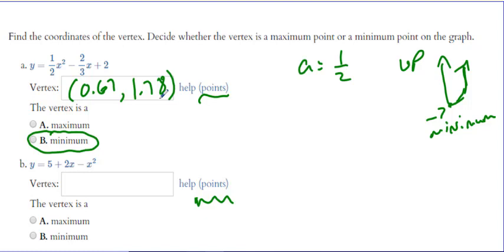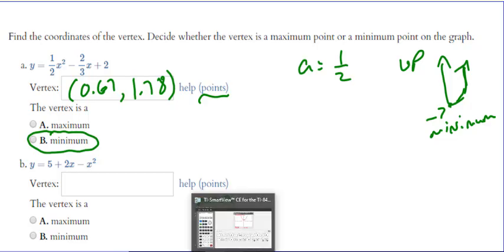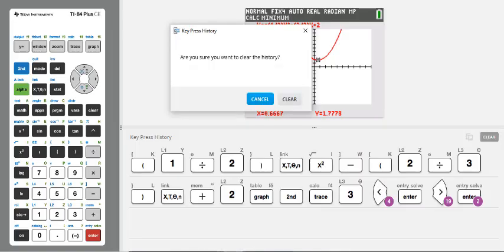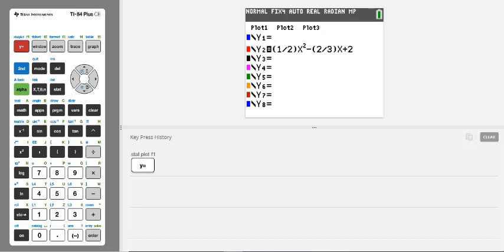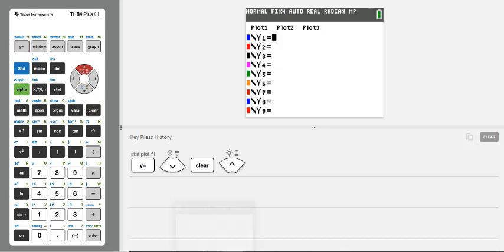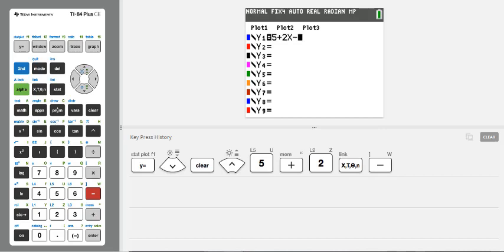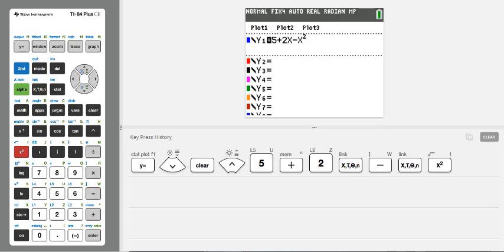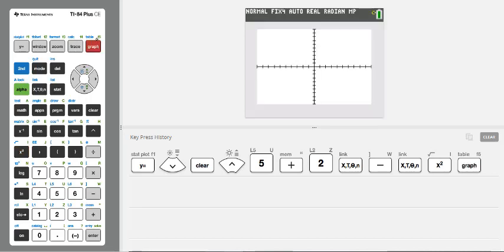Now let's do the other one. The other one is going to be, let me clear this. Y equals, clear, go back up, and it is 5 plus 2x minus x squared. All right, because the a, the coefficient in front of the x squared, is negative, it's going to open down, right? And most of these are still in just zoom 6, okay?